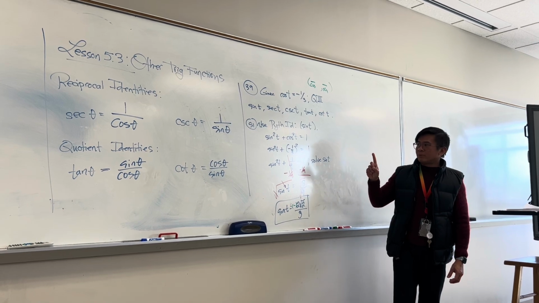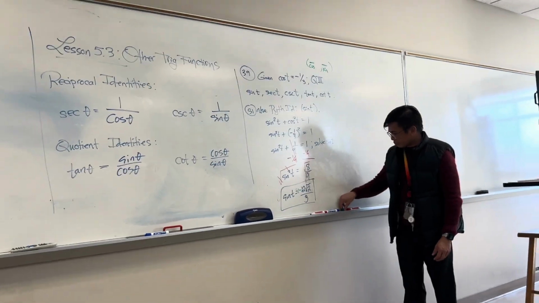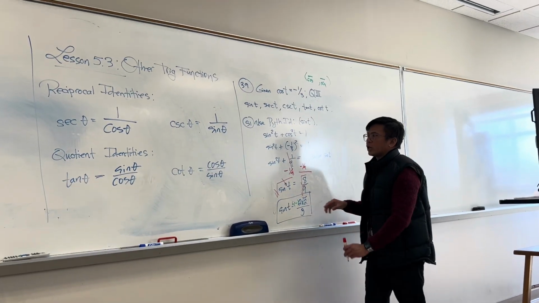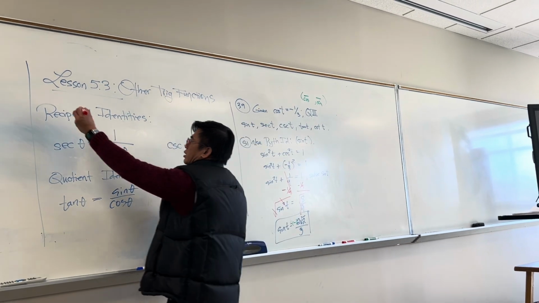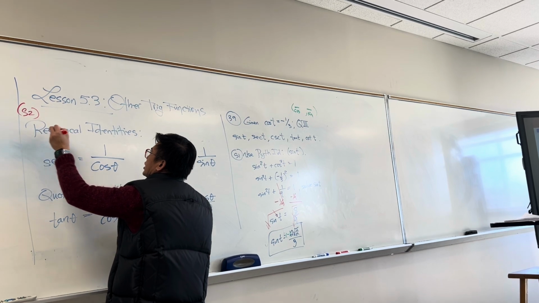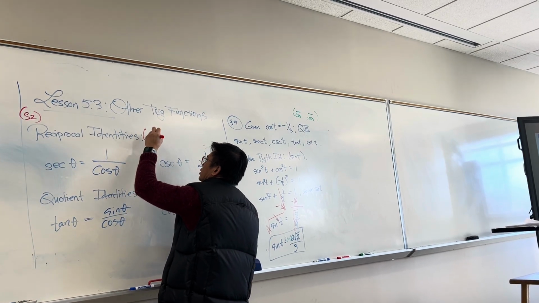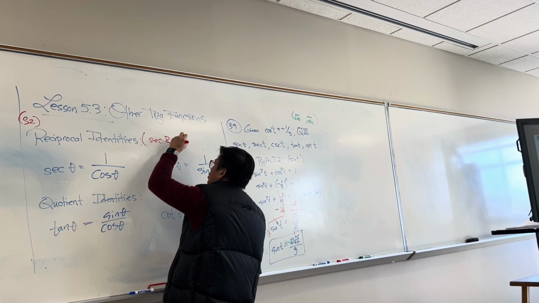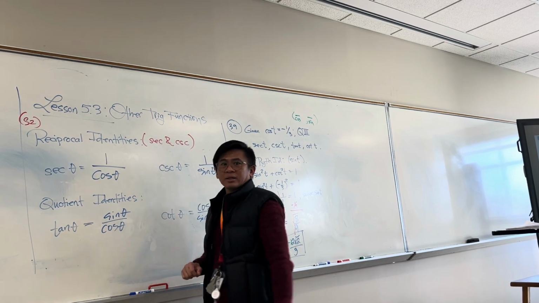Now, step number 2 is to consider this reciprocal identity. Step 2: consider the reciprocal identity to get secant and cosecant.